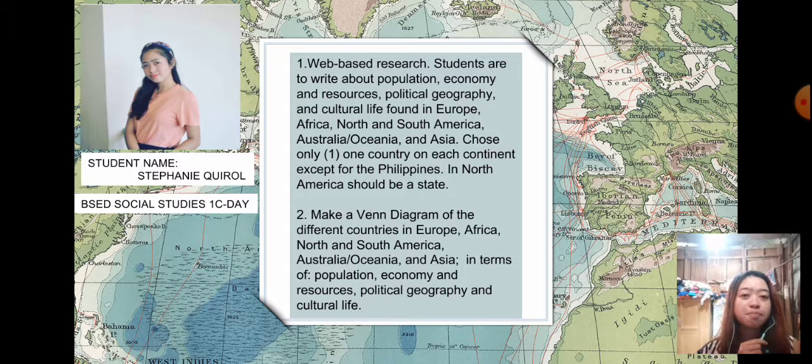Two, make a Venn diagram of the different countries in Europe, Africa, North and South America, Australia, and Asia in terms of their population, economy and resources, political geography, and the last one is their cultural life.